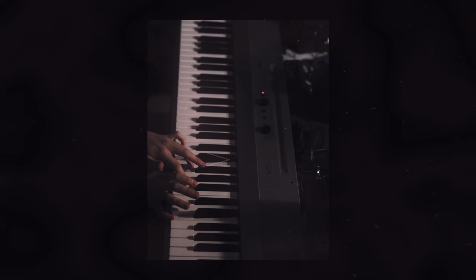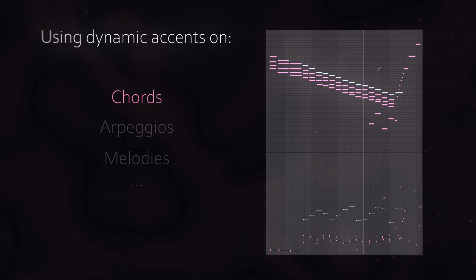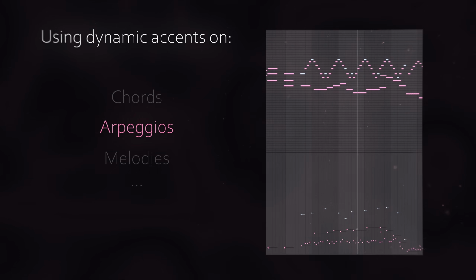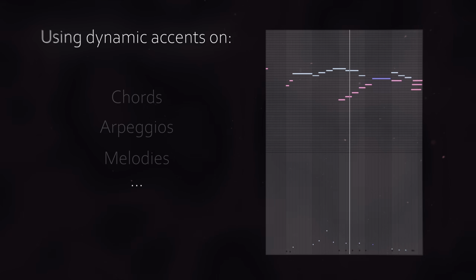While at first thought this may not seem linked to realism, it's important to understand that real performers accent musical elements in different ways to accentuate various tones and emotions. Some ways of achieving this are by adjusting the velocities of chords, arpeggios, melodies, and more.